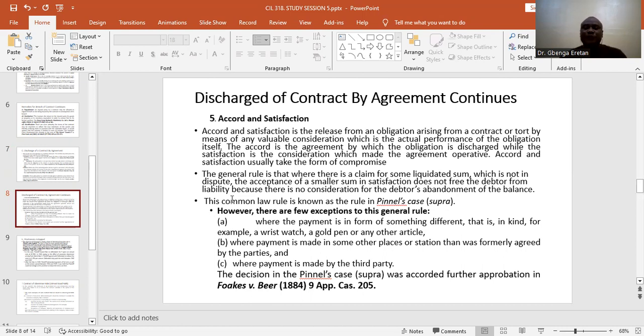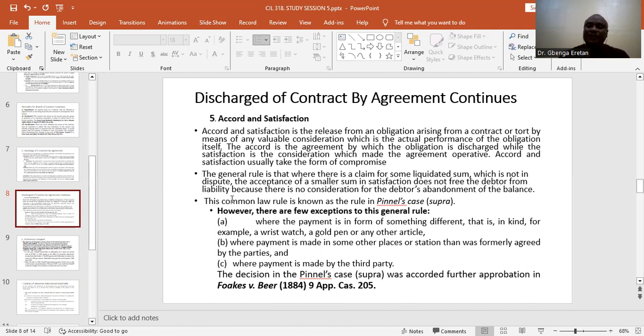What are the exceptions to the general rule? One, where the payment is in the form of something else, that is, in kind, in the form of a wristwatch, in the form of gold, in the form of any article. That is, when you are owing somebody 1 million naira and the person says you should pay me 300,000 and you should forget the rest, the law says that the person can come back to ask for the 700,000 naira balance under the general rule.